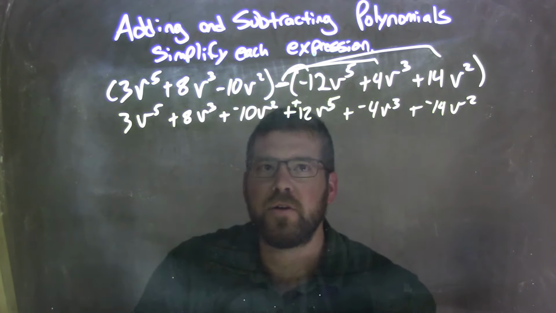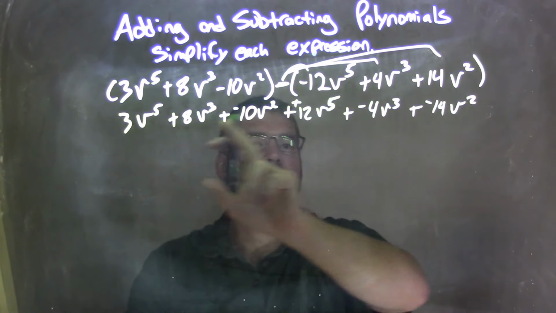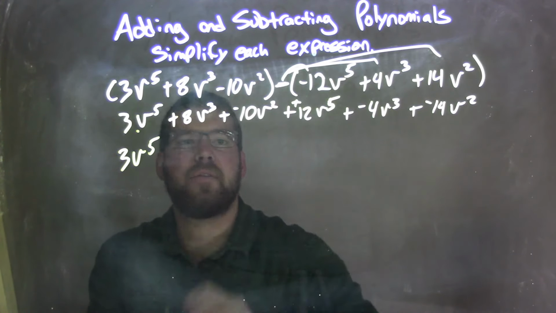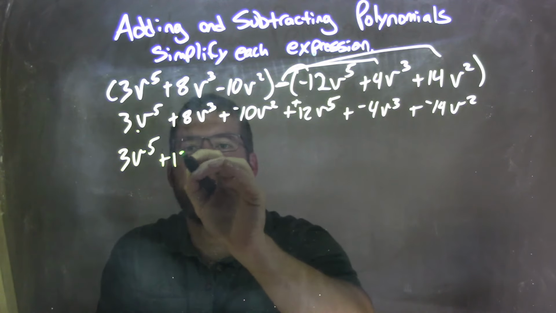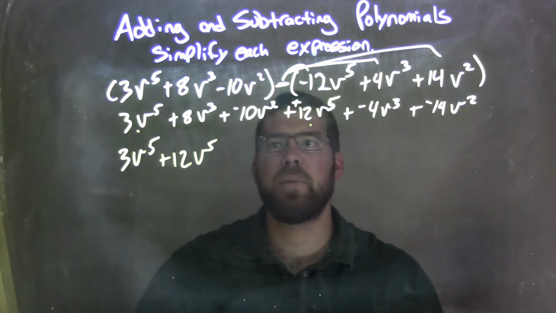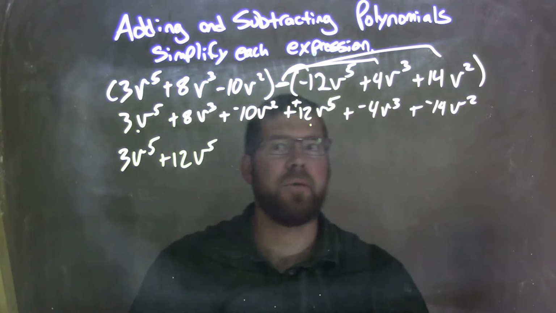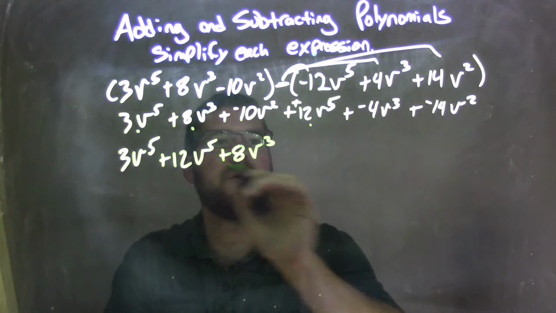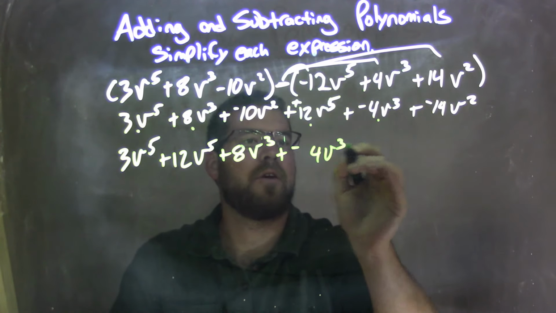So now what I'm going to do is put all my like terms together, highest degrees first. Highest degree I see is the fifth power, so 3v to the fifth, with a dot, shows I brought it down. Next one here is 12v to the fifth, so we have 12v to the fifth as well. I don't see anything else to the fifth power. Do I see anything to the fourth power? Nope. V to the third power? Yep, third power I see, 8v to the third, and then adding a negative 4v to the third.